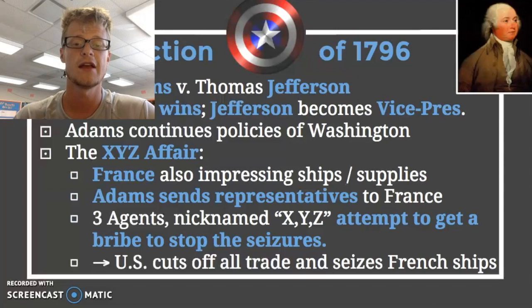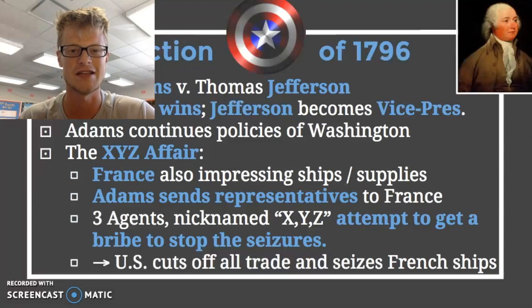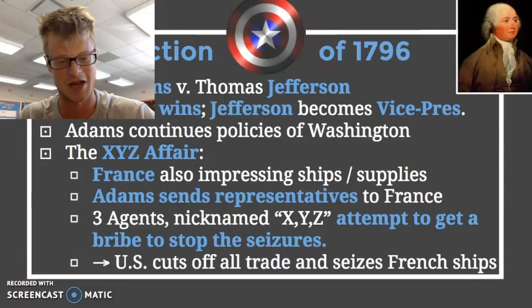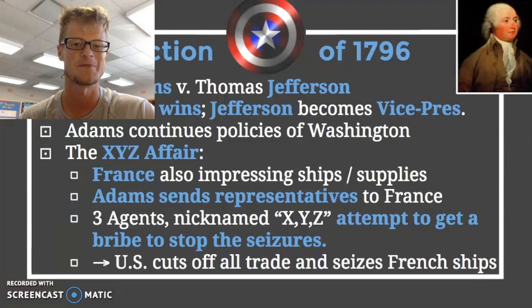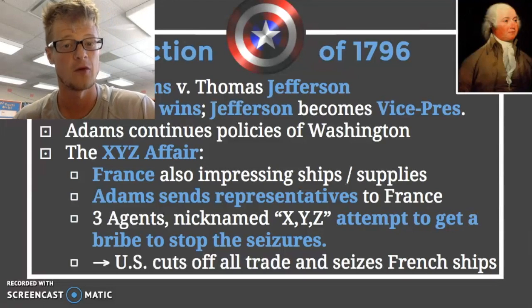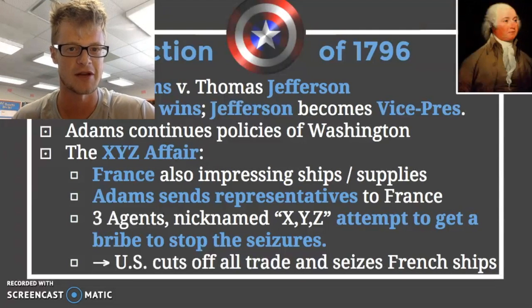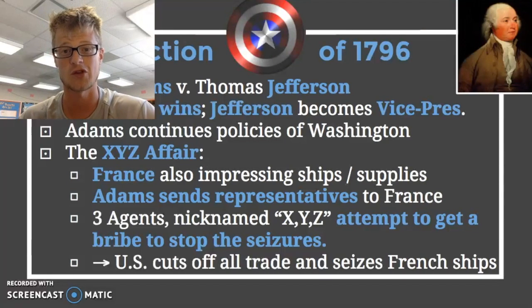So he sends over a delegate. This delegate arrives in France, but he doesn't get to the French ambassador. Instead, he's confronted by these 3 agents, and they get nicknamed X, Y, and Z, and that's how they're known back in the States. And this is a huge scandal that erupts, because what the agents do is, instead of allowing him to go and see the ambassador, these 3 agents basically say, well, we'll stop impressing American ships, but you're going to have to pay us a bunch of money. So it's basically extortion. And in their attempt to get a bribe, the French not only look awful, but they really anger not only the Federalists, but a lot of Americans generally.